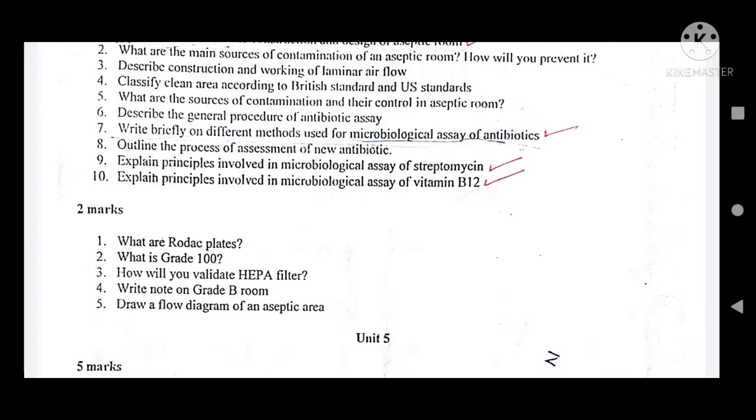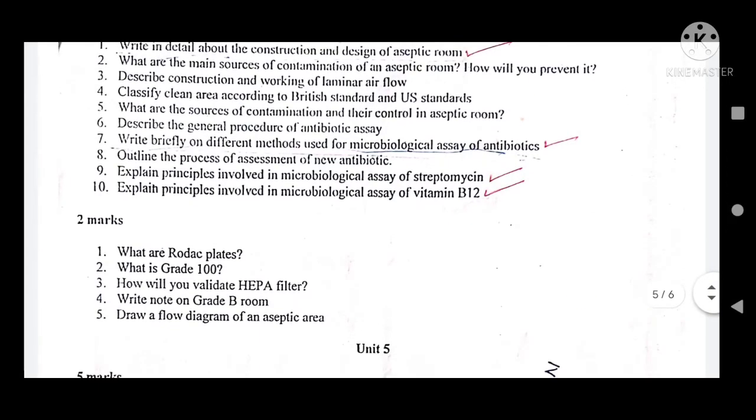Then, the principle involved in the microbiological assay of vitamin B12. Today in the market we are using vitamin B12. You have to write the principle for that vitamin B12 microbiological assay, my dear brothers and sisters. As a general example, I will give you vitamin B12. It is one of the essential nutrients for our human body.